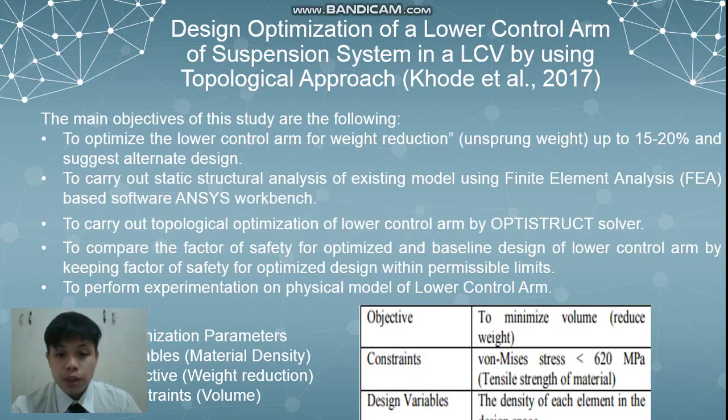There are three parameters used in this paper, which are the design variable, design objective, and the design constraints. The objective is to minimize the volume of the material or simply to reduce the weight. For the constraint, the von Mises stress should be less than 620 MPa, and the design variable used in this study is the density of each element in the design space.